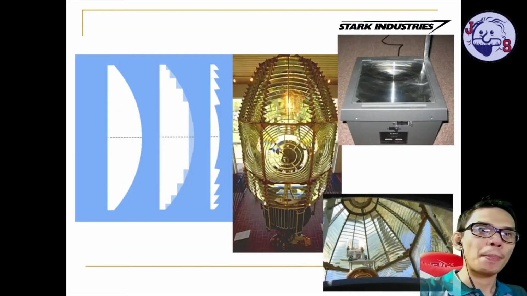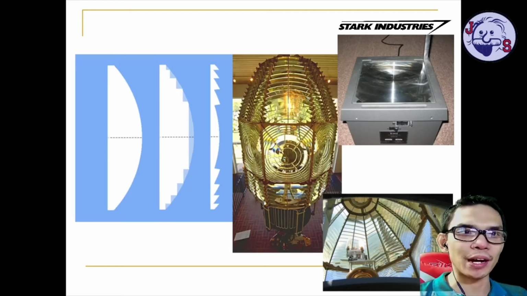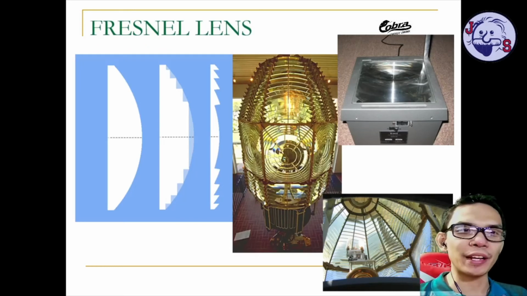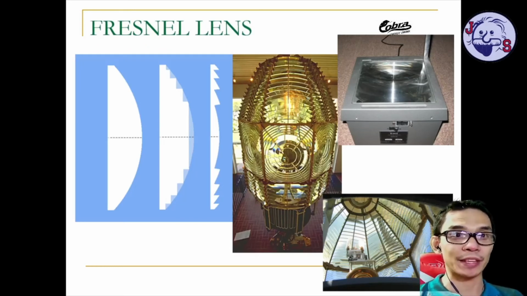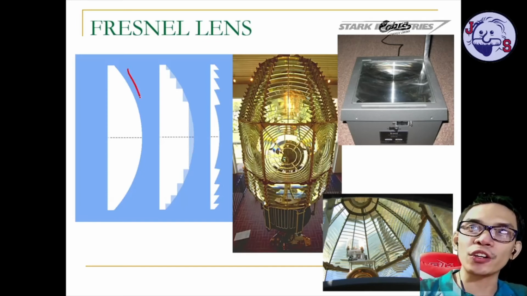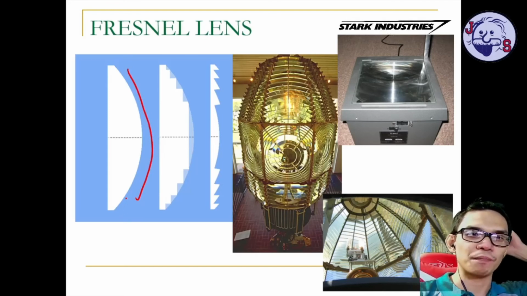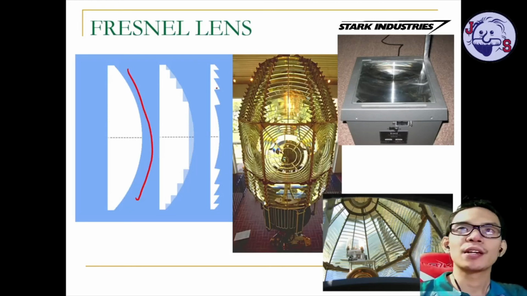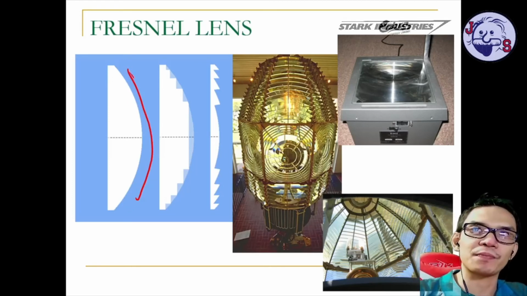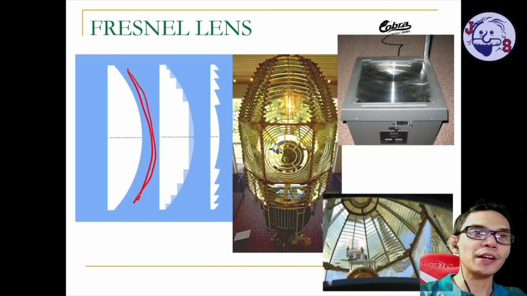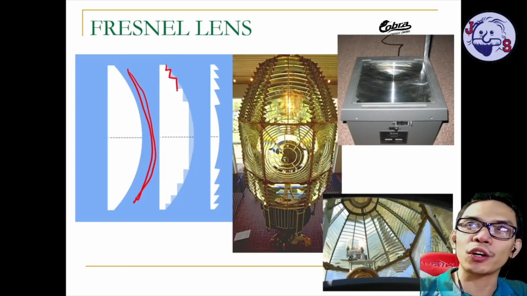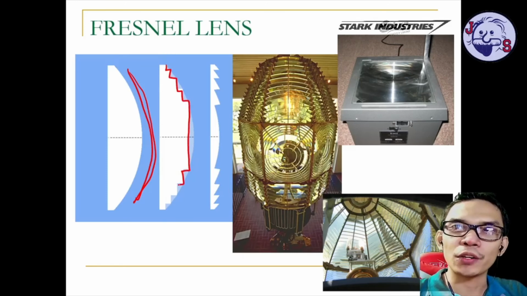There's another type of lens called the Fresnel lens. Actually, this Fresnel lens is just a modification of the convex lens. Sorry for that, it is convex. So instead of having a convex surface that you have right here, in order to make a Fresnel lens, you will make ridges out of that convex surface.